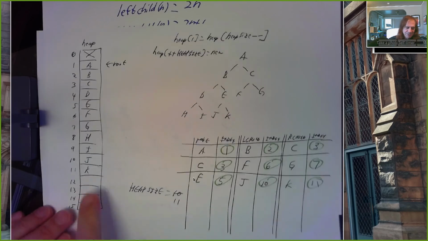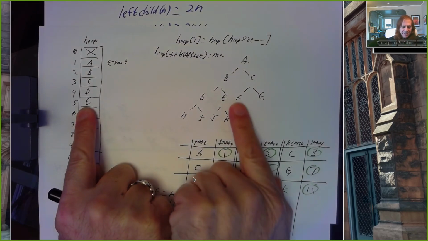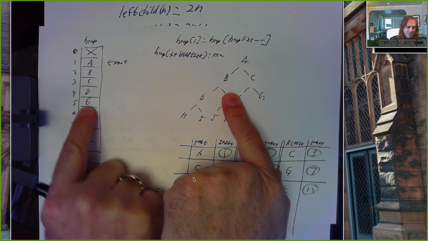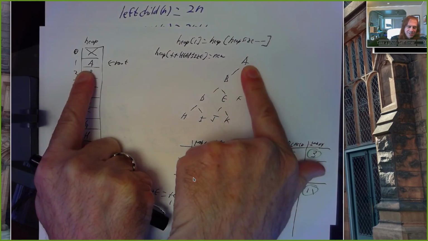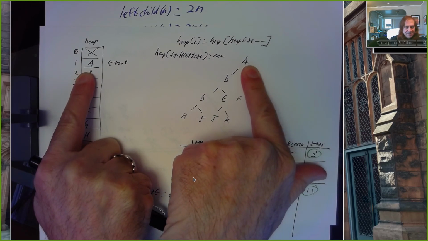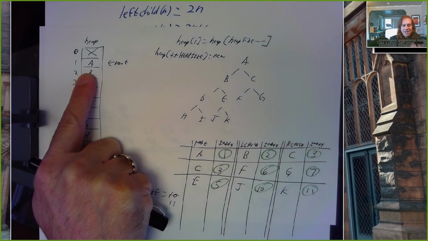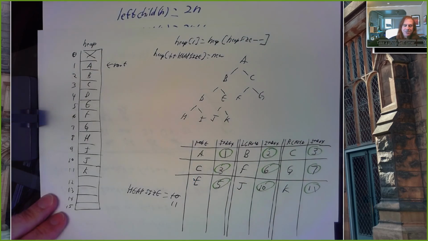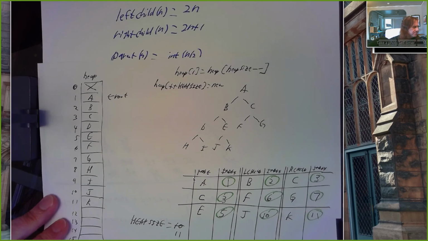So take N divided by 2, and if it's not a whole number, make it a whole number. So if I'm starting with K, that's an 11. If I want to find its parent, that's 5. That's our E. If I want to find 5's parent, it's 2. That's our B. If I want to find 2's parent, that's 1. That's our A. If I try to find A's parent, 1/2 will turn out to be 0, and 0 is not a valid index in our heap.